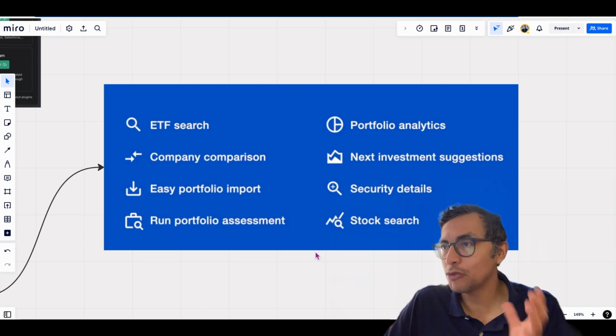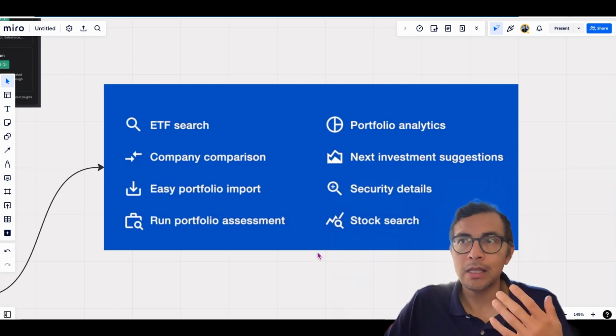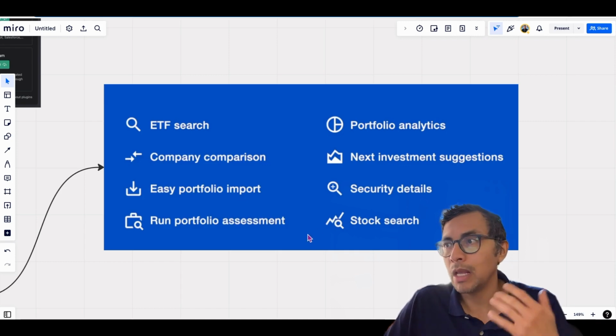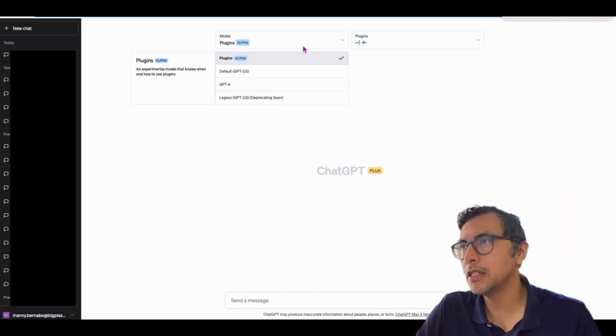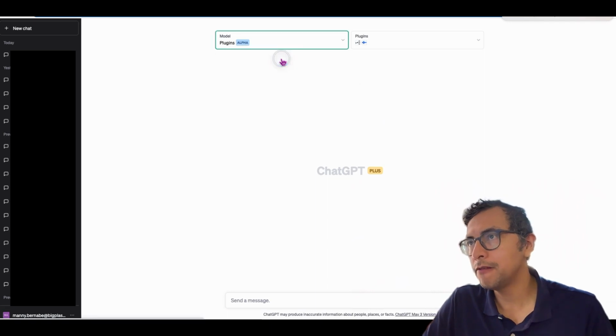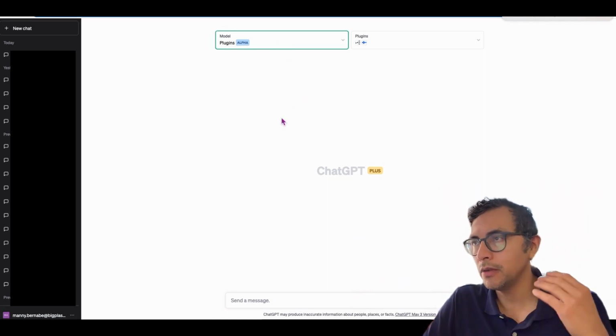So I wanted to test drive this and see how well this did with a particular inquiry that I would have been interested in when I was first starting my career in the investment management space. So let's head over to our ChatGPT Plus interface. First thing you have to note is that you need plugins alpha available for your instance. This is still an alpha version.